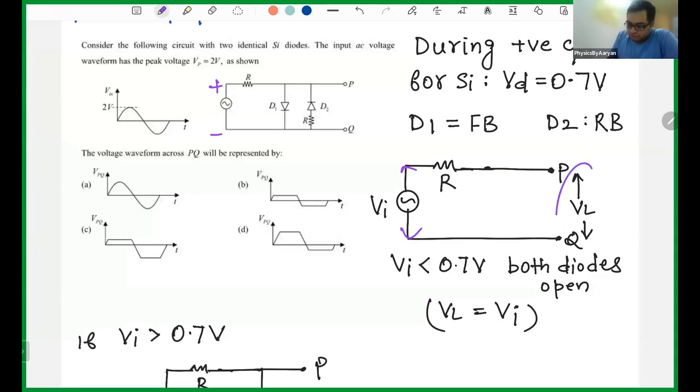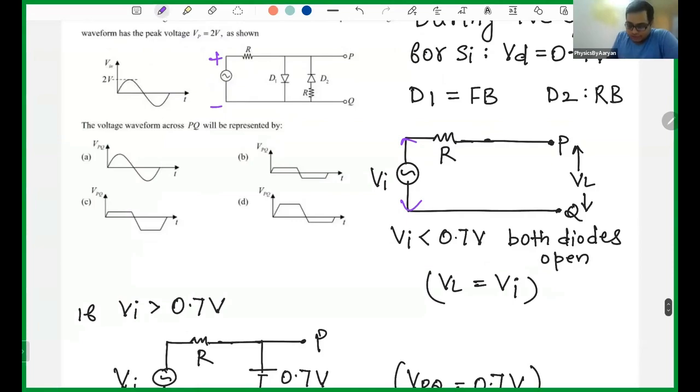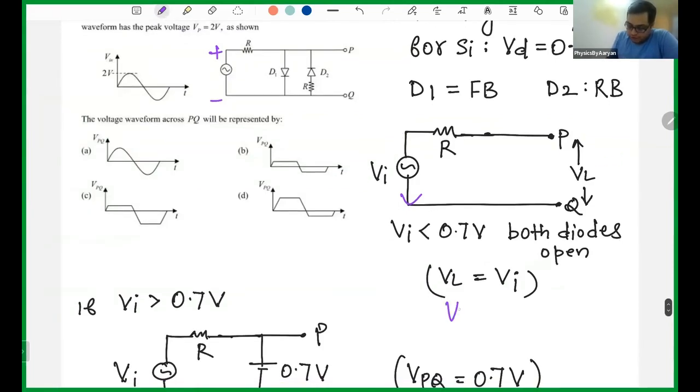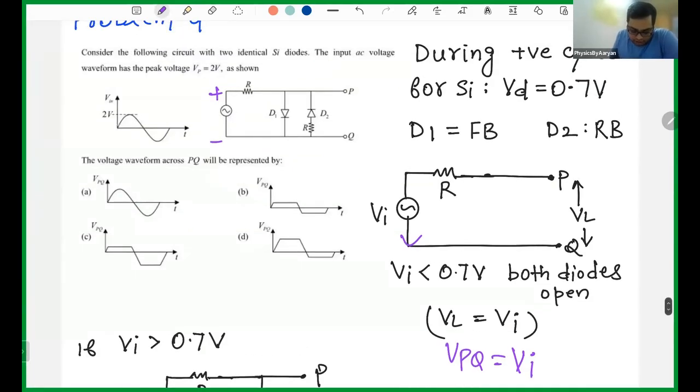So the voltage across VPQ will be same as your voltage across input. So your V load or VPQ will be same as V input. Okay, so this you can actually see. In this diagram, if I try to show you, this will be my 0.7 volt. So unless I'm till 0.7 volt, my output and input will be same. So this will be my output. This and this will be same.